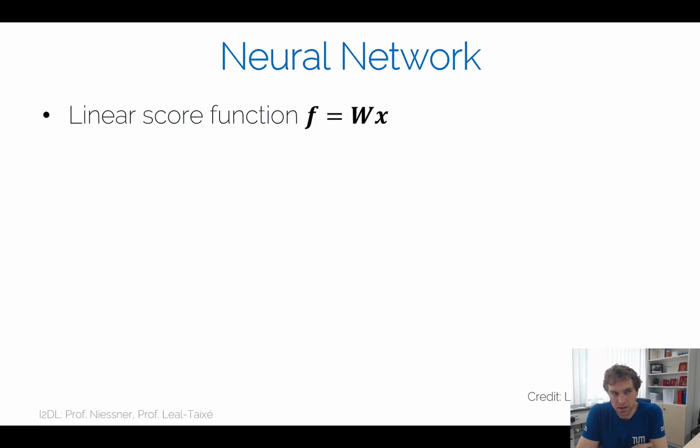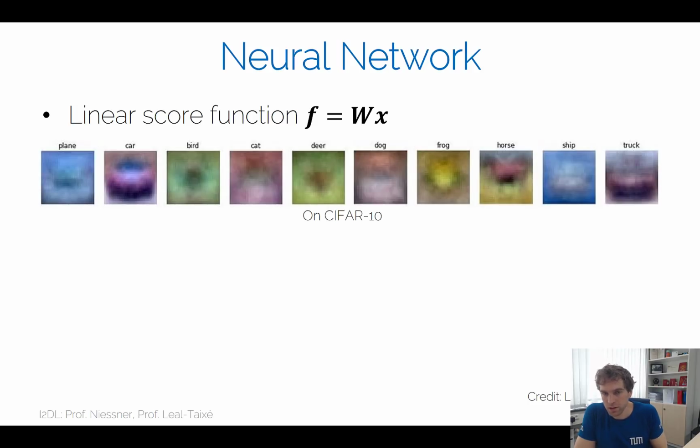And we actually started with these linear score functions that we have known before, where we have a weight matrix W and we're multiplying it with some input, and we're going to get a score F as a result, right? If we are running the score function on something like a CIFAR-10 dataset where we have 10 classes, we're going to get results that look something like this.